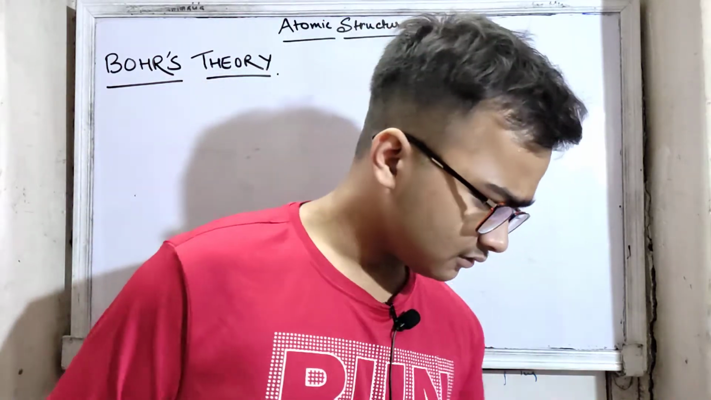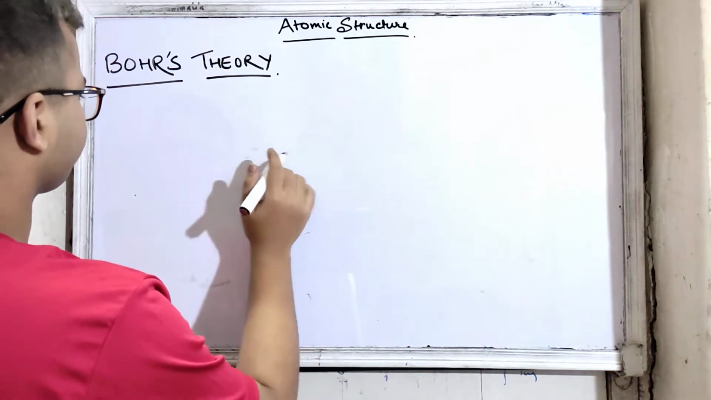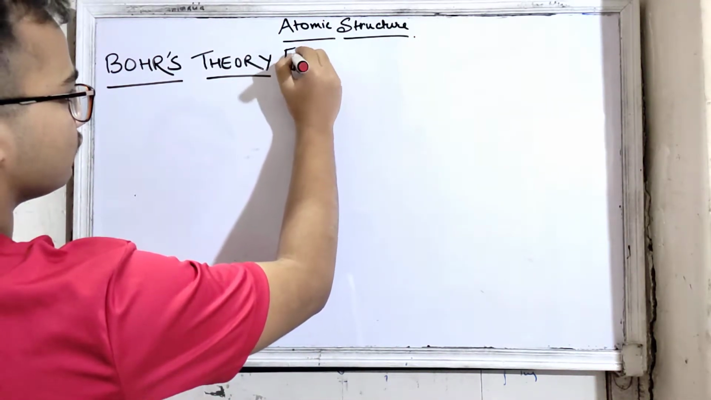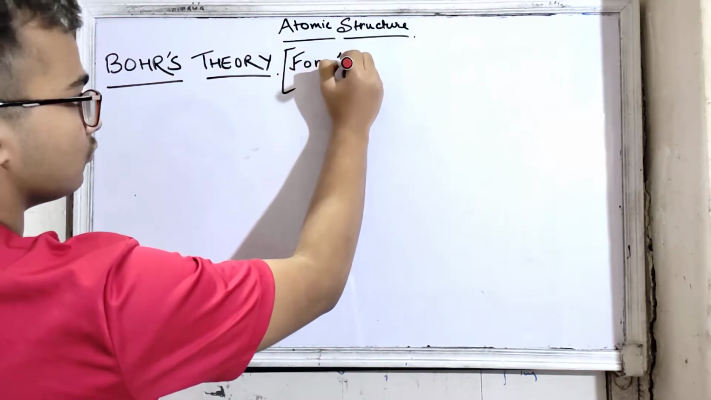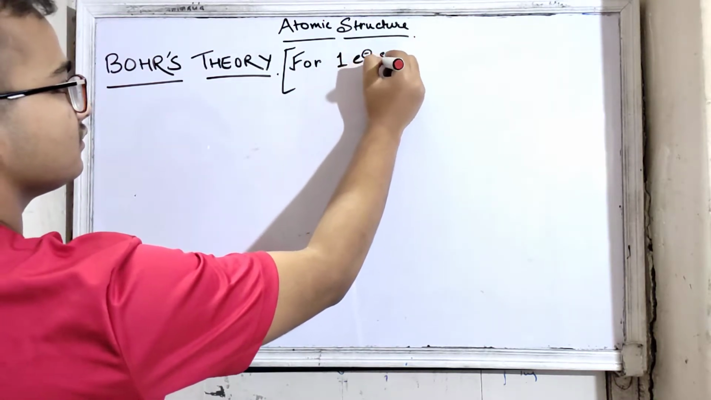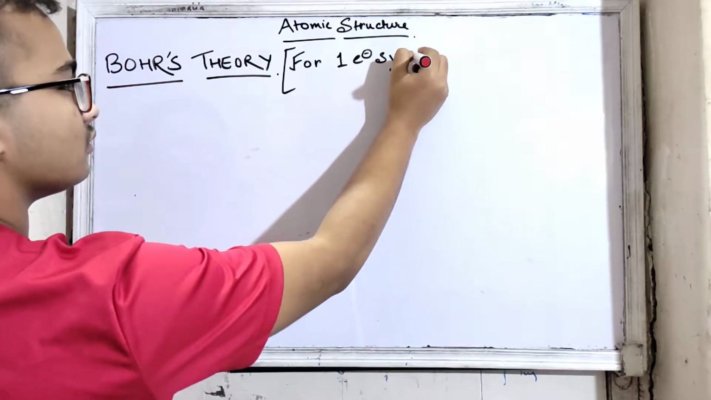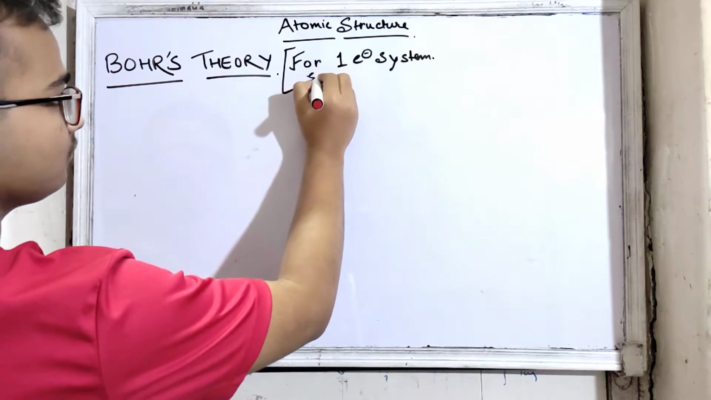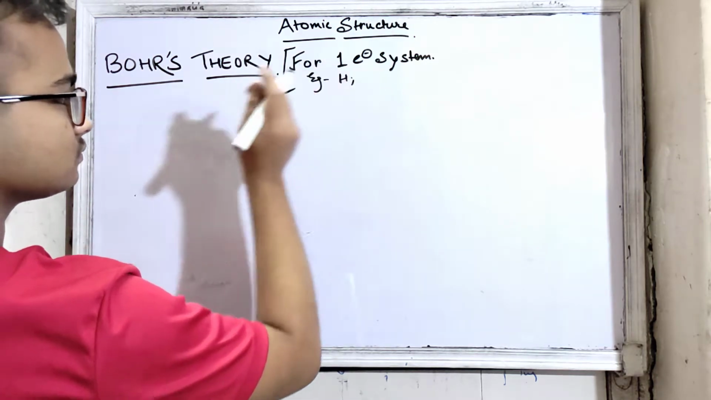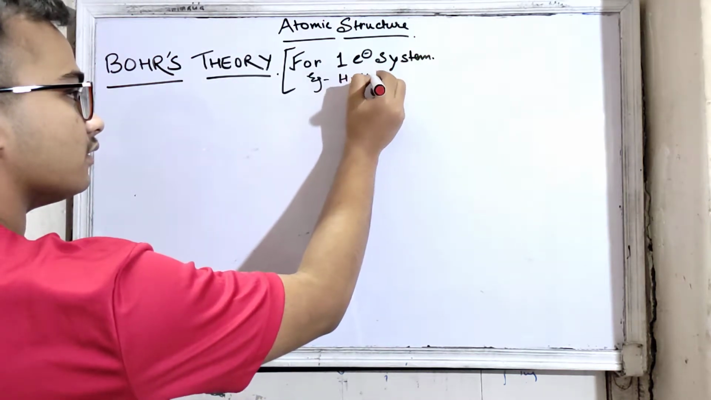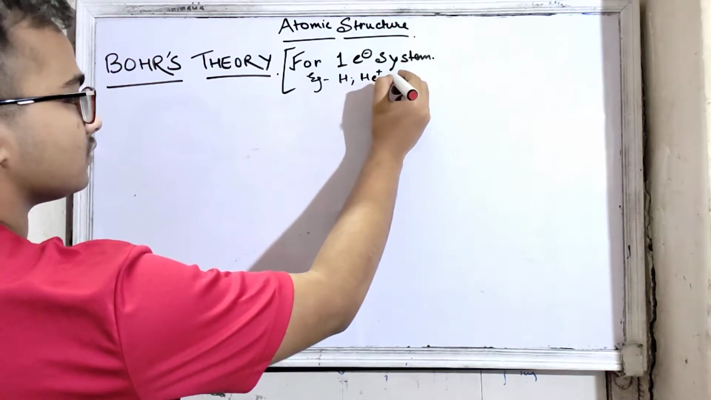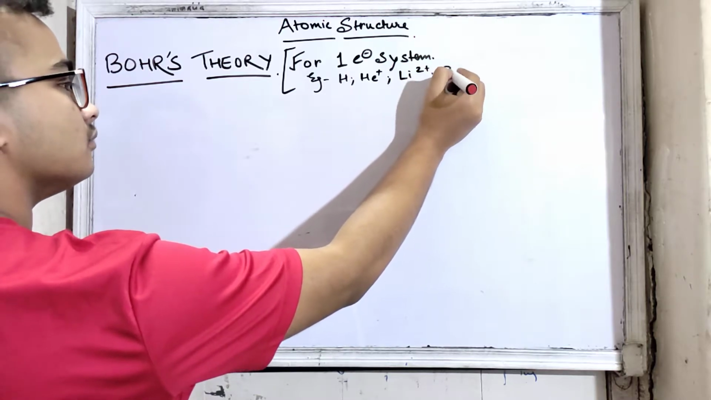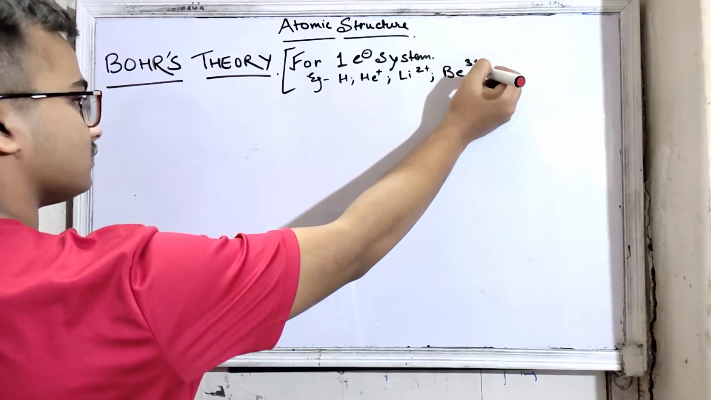Okay, so I write here: for 1 e- systems, for example, hydrogen, He+, helium, Li2+, Be3+, and so on.